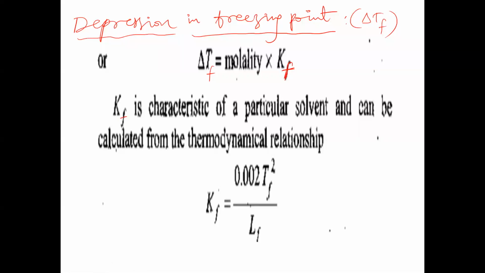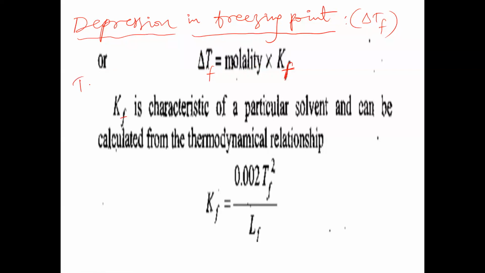Hello everyone. Today we continue with depression in freezing point. It is one of the colligative properties of dilute solutions. Already we have discussed the depression in freezing point, which is given by the formula delta TF is equal to molality into KF. The molality of the solution into KF.